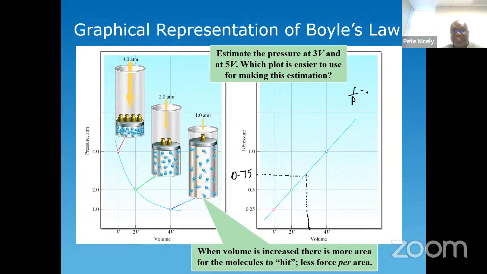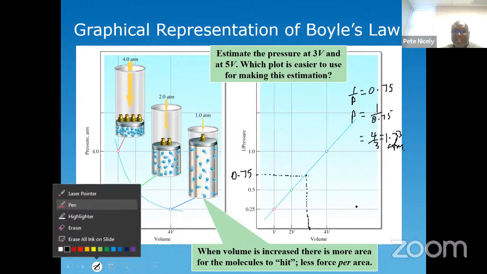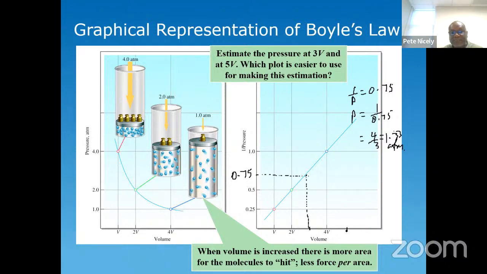So 1 over P is equal to 0.75, which would mean that P would be equal to 1 over 0.75, which would be the same thing as 4 over 3, which would be the same thing as 1.33 atmospheres, all right? And that's basically how you can determine the pressure at 3V, and you should be able to do the same thing at 5V. Actually, 5V would be about here. So again, you do the same thing, you draw a line here, and then a horizontal line across like this.